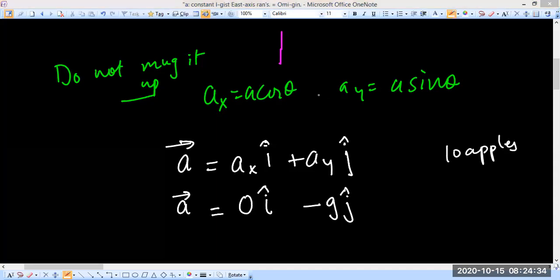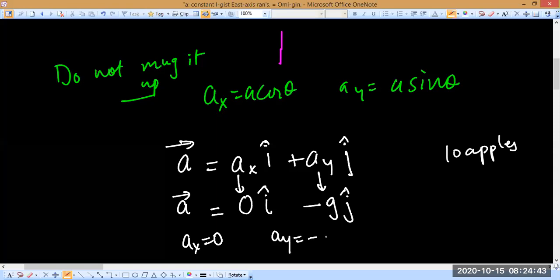Still not clear? So now compare this and this. So what is AX? Clearly AX is 0. And what is AY? Minus g.